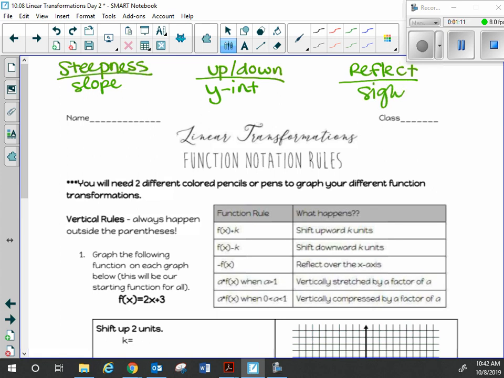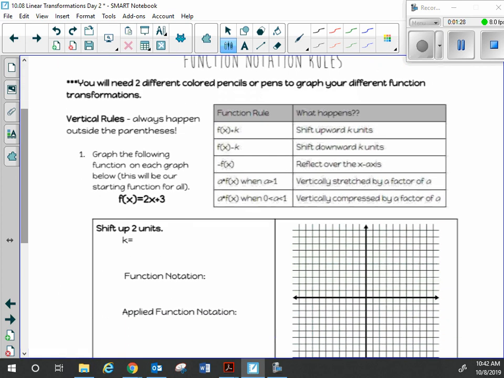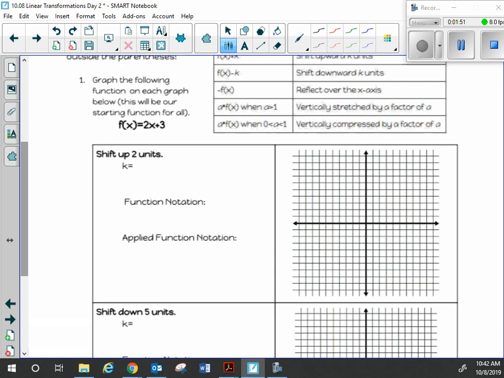All right. So today we're going to do the rules, the laws, function notation rules. Everybody remember function notation? F of x is the same as y. Input is x, output is f of x in its entirety. So we're going to start with vertical rules, meaning shifting up and down, and reflecting over x, and changing my slope and my y-intercept to then stretch and compress my lines. So this table is kind of a cheat sheet for how the rules are applied. But we're going to practice each one using a baseline function of 2x plus 3.